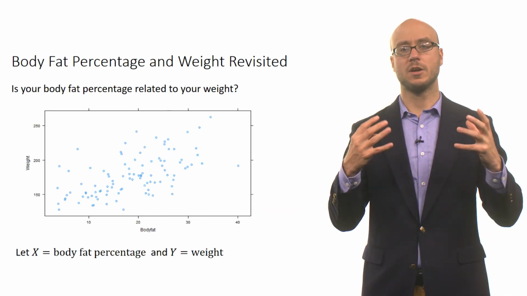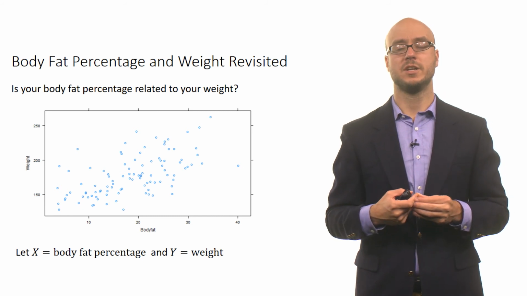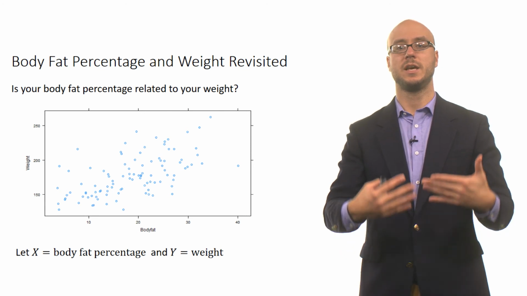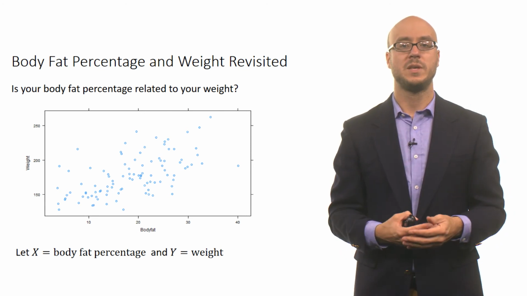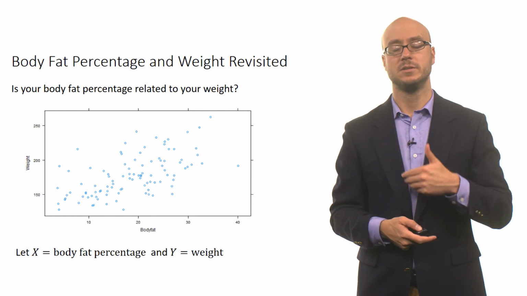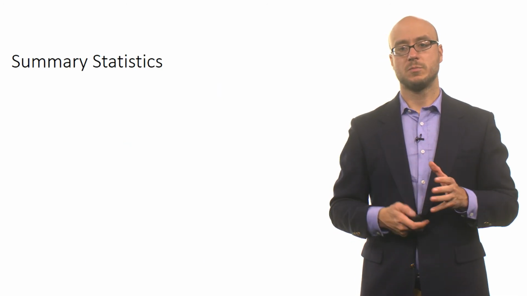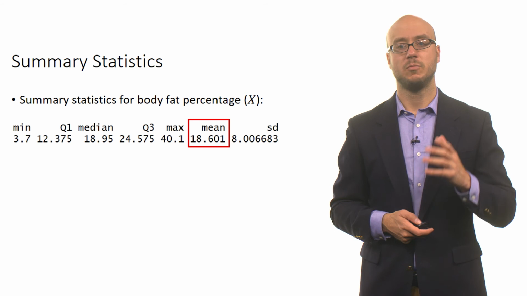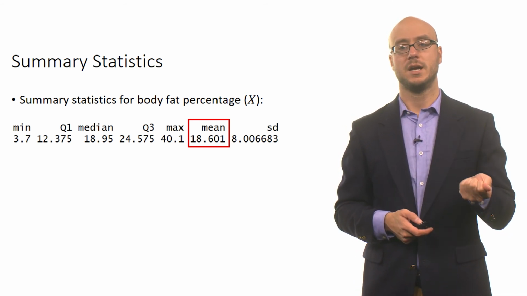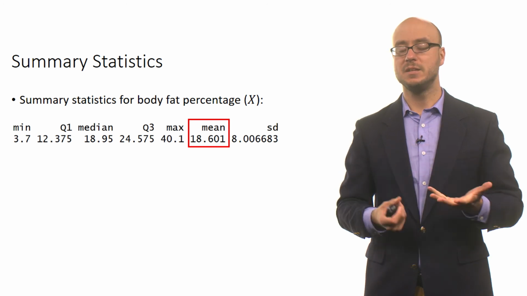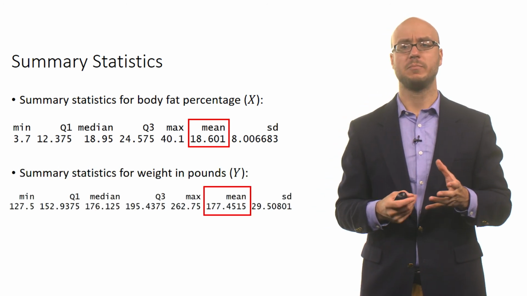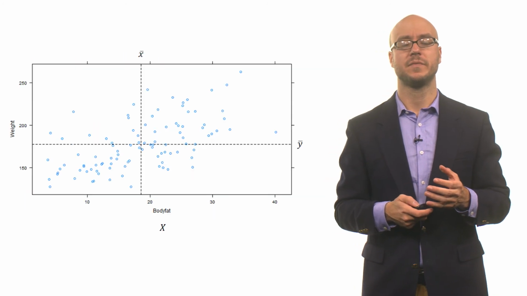So let's look at our data set of body fat percentage and weight. This is again a set of individuals, and we have people's body weight in pounds and their body fat percentage. If we look at our summary statistics again, we can see that the mean of x is 18.6. So the average body fat percentage is 18.6% in this data set. And then we have weight in pounds. The average weight is about 177.